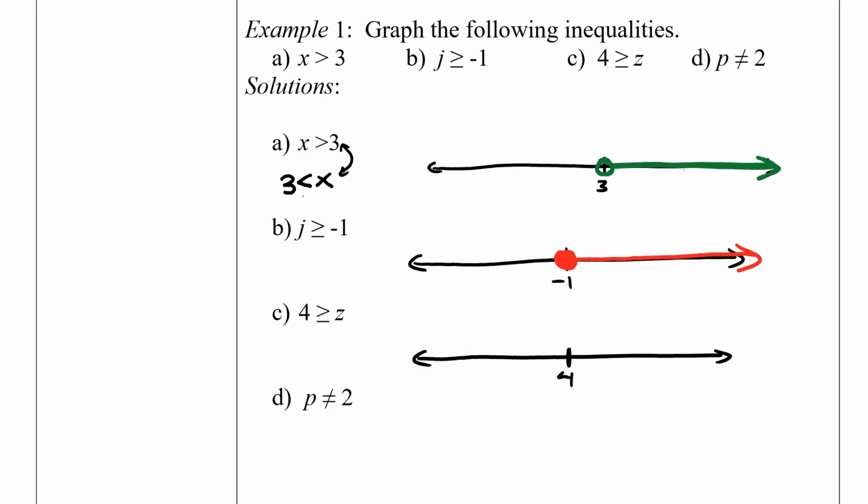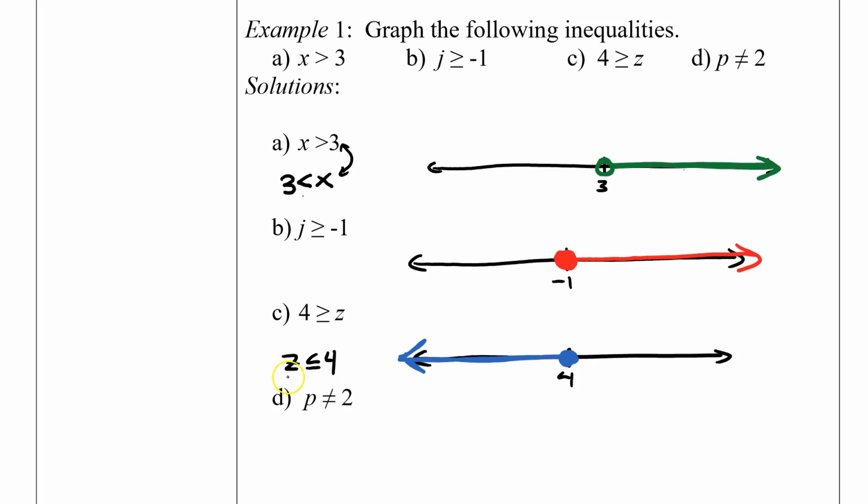And we're going to use, think about it, hollow or solid dot. You got it. We're going to use a solid dot because it includes the value of 4. But I say z is less than 4. So it's going to actually go in this direction. So just to write an equivalent statement here, we're going to say z is less than or equal to 4.